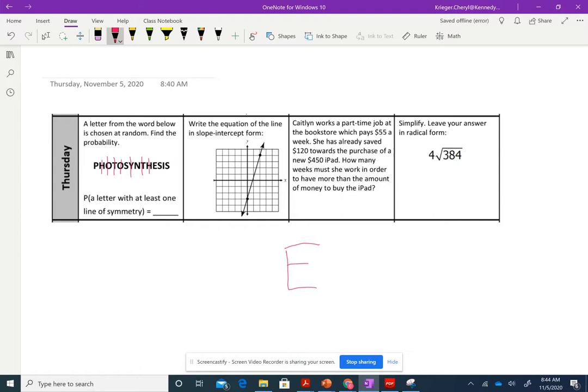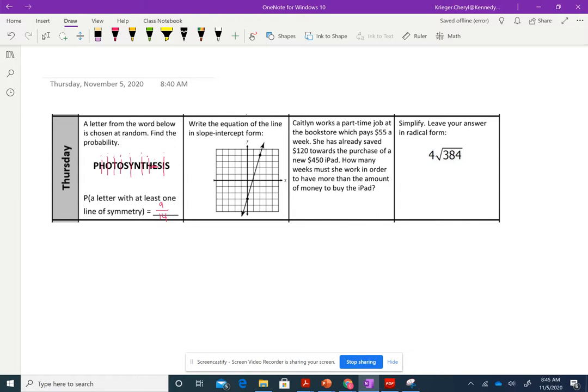If I cut it vertically, there would be no symmetry there. But what about horizontally? Could I cut this horizontally and have it be the same on both sides? Yeah, there's a line of symmetry in my E and I. So how many did I mark? That's 1, 2, 3, 4, 5, 6, 7, 8, 9. So there's 9 letters with a line of symmetry out of the 14 letters.